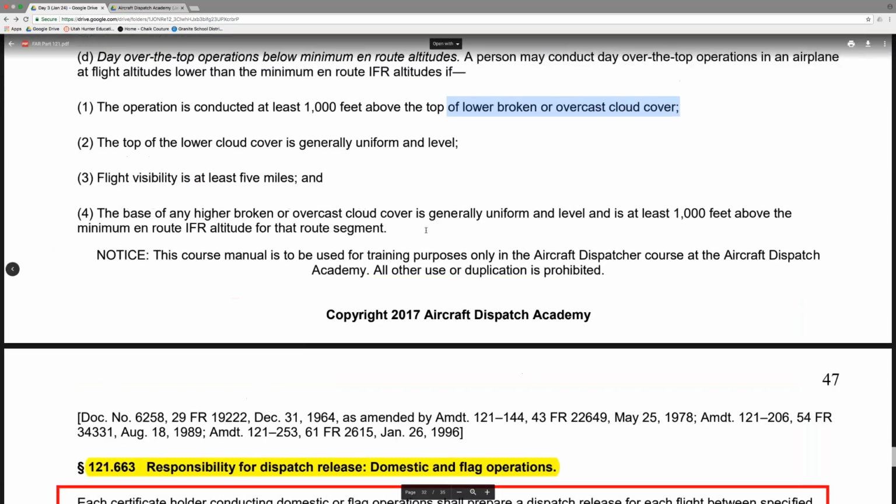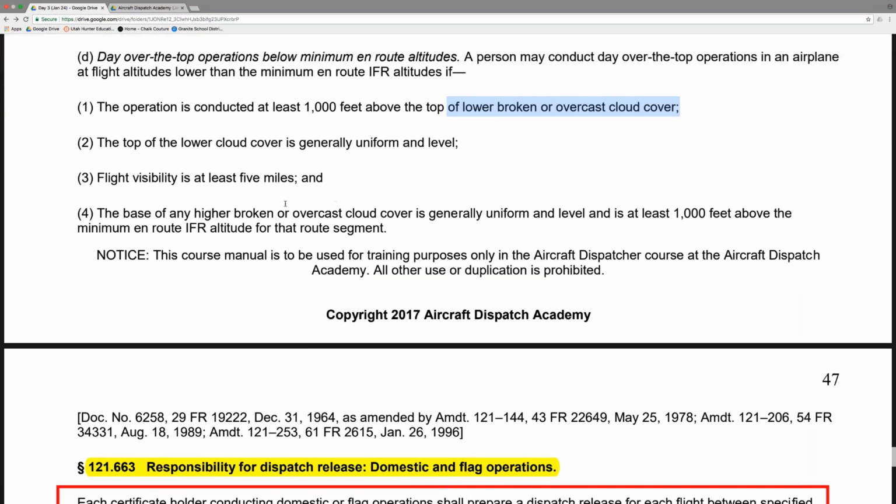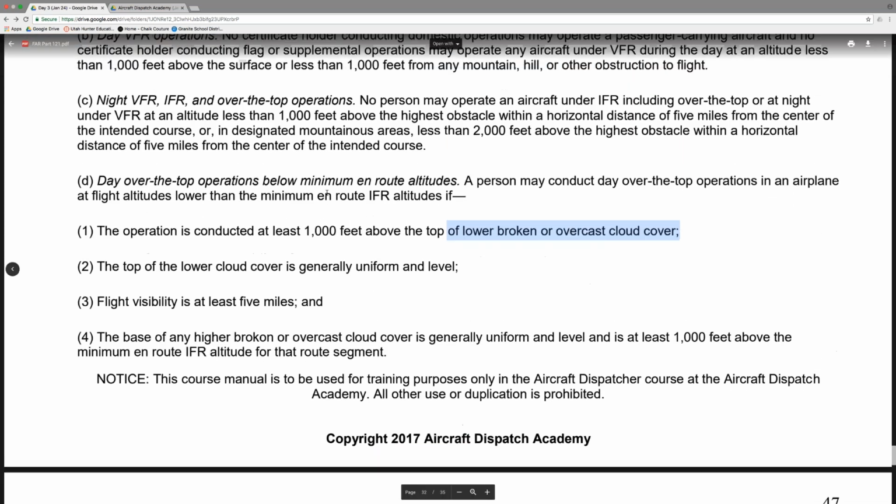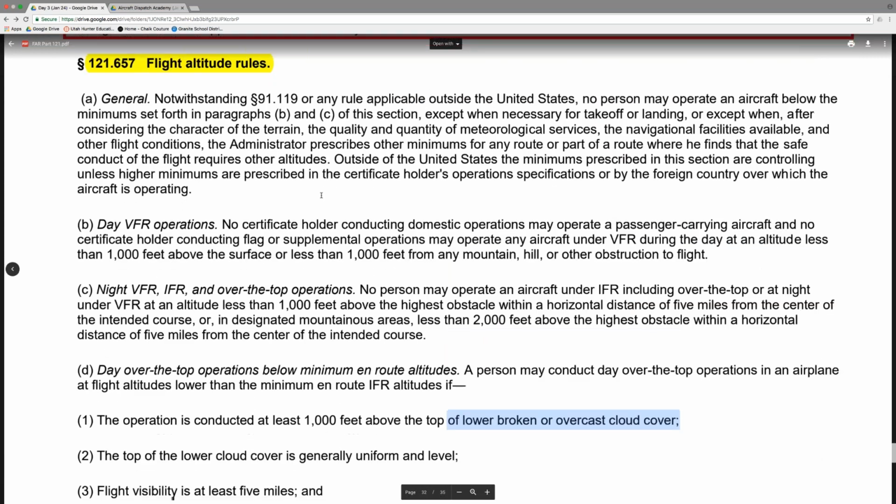But yeah, so we want to stay 1,000 feet out from the bottom of the cloud, and then the top of the lower cloud cover is generally uniform and level. Our flight visibility needs to be at least 5 miles. So yeah, it's just saying, basically stay away from the clouds. Try to stay out of them for these altitude restrictions.